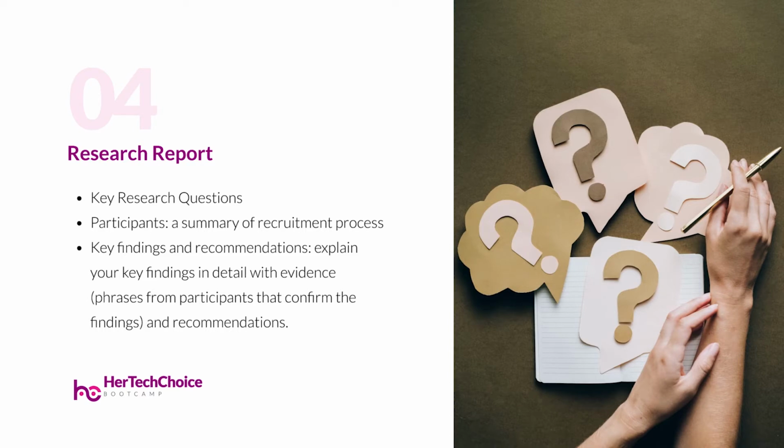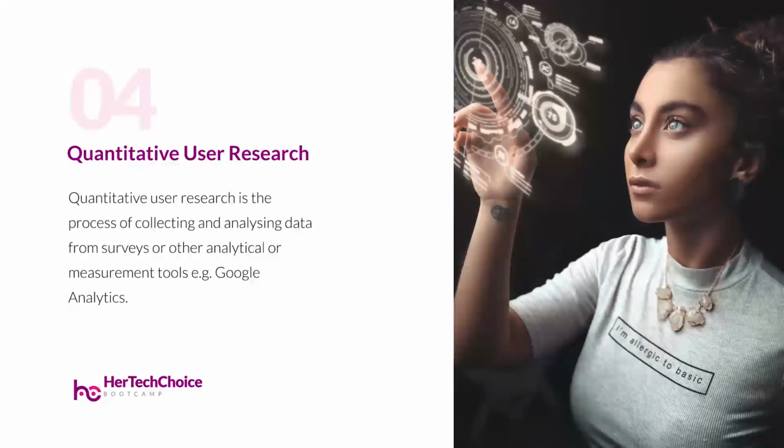Another thing that will be on your research report is the list of participants and also a summary of the recruitment process, which includes screener questions and all of that. Then lastly, we have key findings and recommendations. You have to explain your key findings in detail with evidence, that is, phrases from the participants that confirm the findings and recommendations. That is all about qualitative user research.